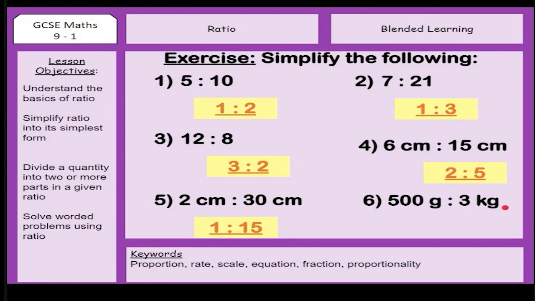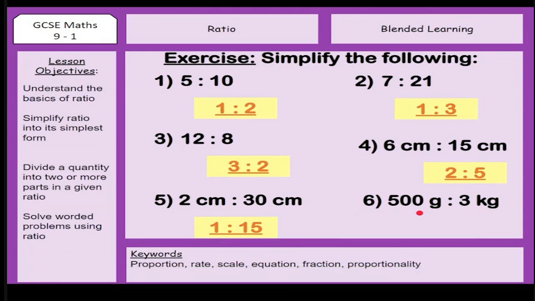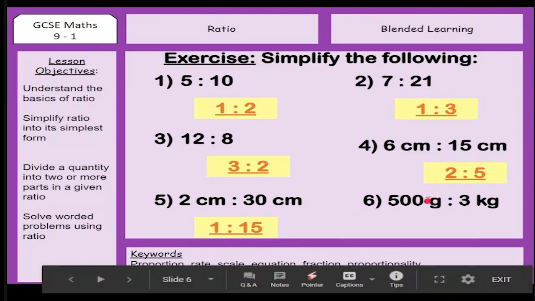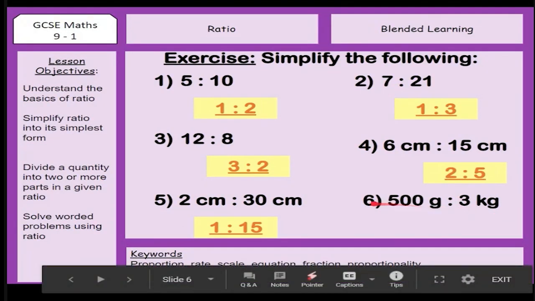So what I would do is convert these into grams. If I convert them to kilograms, I'm going to end up with decimal points, and I don't want that. Okay, so I'm going to convert them into the lowest unit of measurement, which is grams. So my 3 kilograms will become 3,000 grams. So it's going to be 500 grams to 3,000 grams.